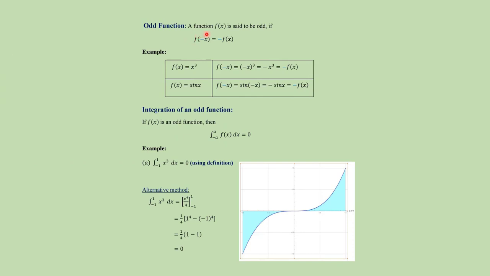A function f of x is said to be odd if f of negative x equals negative f of x. For example, f of x equals x cube is an odd function. Why? Because if you replace x by negative x, it becomes negative x whole cube, which is negative x cube, which is negative f of x. That means f of negative x equals negative f of x. Similarly, f of x equals sin x is an odd function.